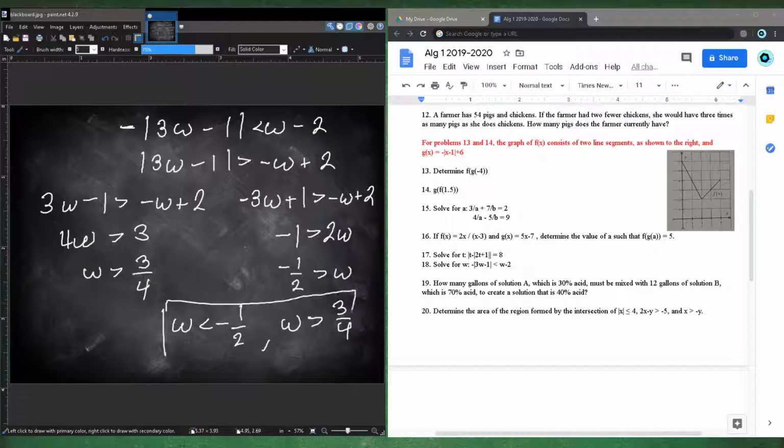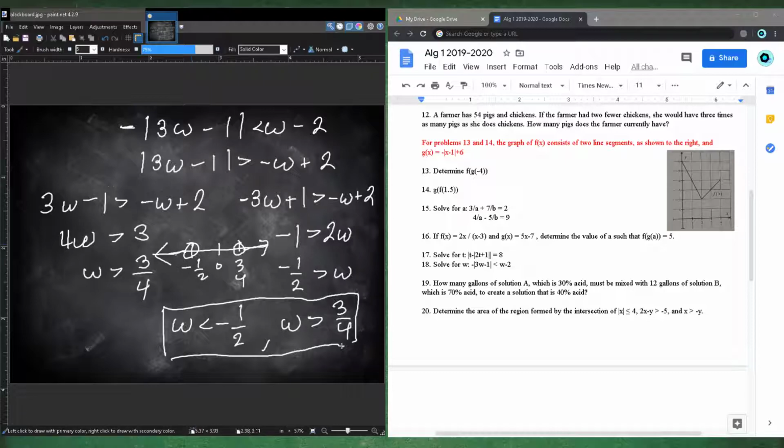Okay, so you could just write it like this, and that's your answer, right? If you kind of have to draw a number line, this is like 0, and this is like negative 1 half, and this one's like 3/4. Your answer would be open circle, and then go to the right, and then open circle, go to the left. Okay, so anything in between doesn't work.